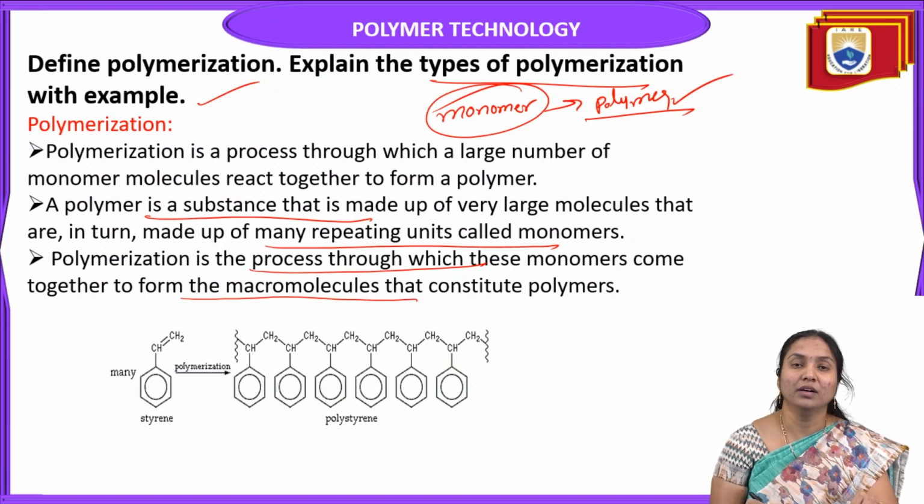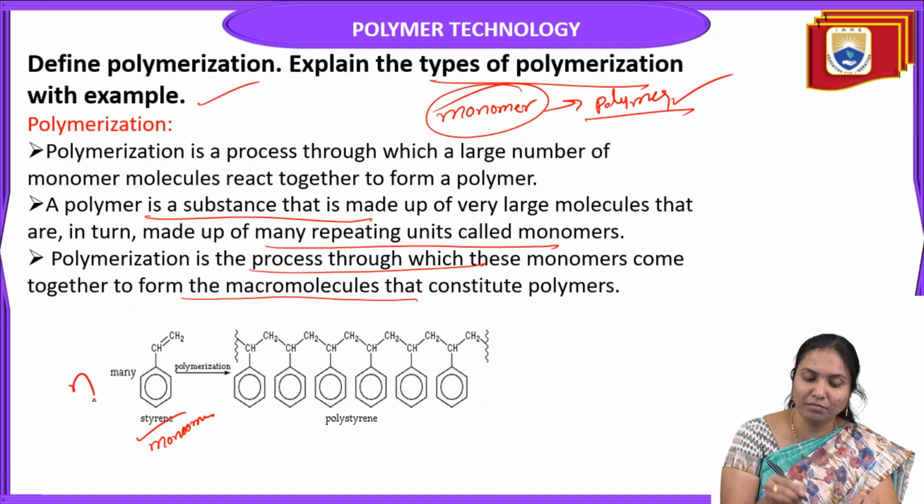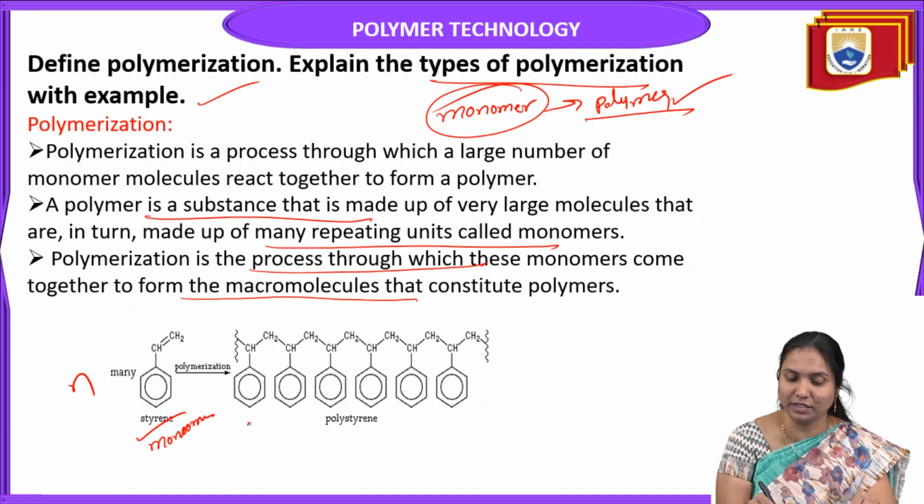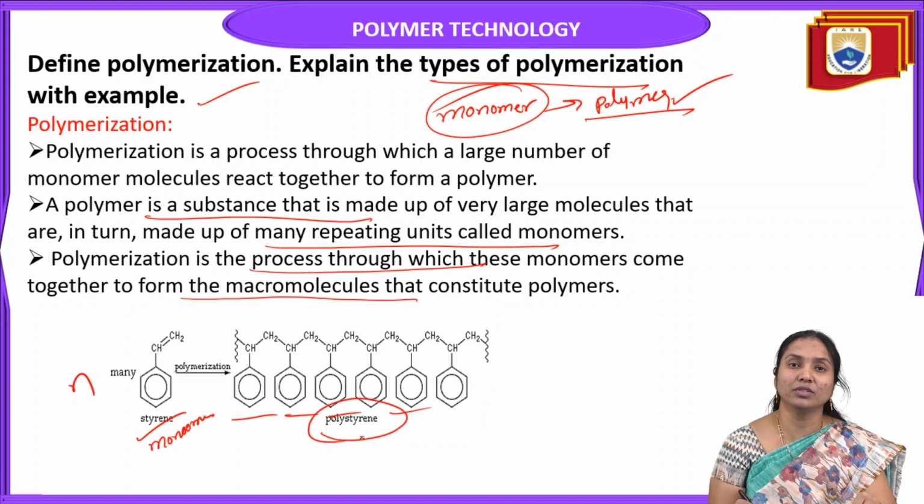For example, polystyrene. Here styrene is the monomer. A number of styrene monomers undergo polymerization. That means the styrene monomeric units are repeated several times to form the polymer. This is polystyrene.